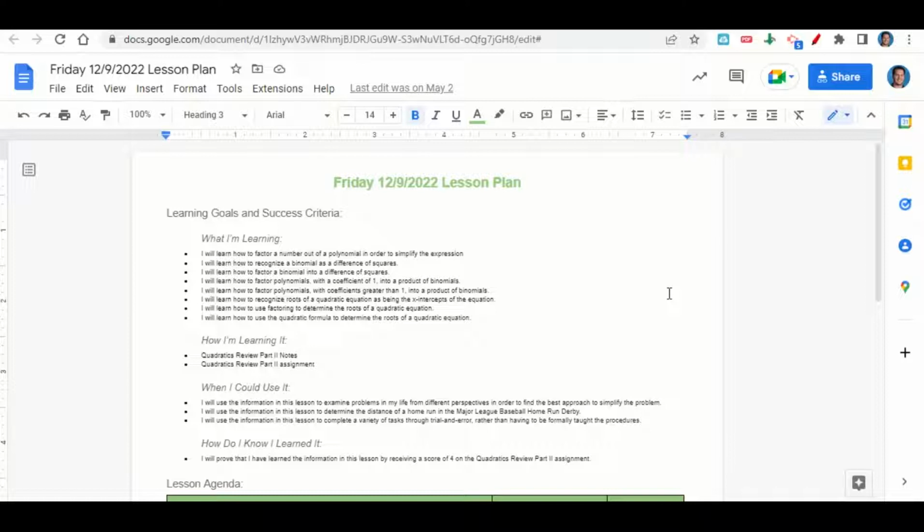We're learning how to factor a number out of a polynomial in order to simplify the expression, how to recognize a binomial as a difference of squares, how to factor a binomial into a difference of squares, how to factor polynomials with a coefficient of 1 into a product of binomials, how to factor polynomials with coefficients greater than 1 into a product of binomials, how to recognize roots of a quadratic equation as being the x-intercepts of the equations, to use factoring to determine the roots of a quadratic equation, and to use the quadratic formula to determine the roots of a quadratic equation.